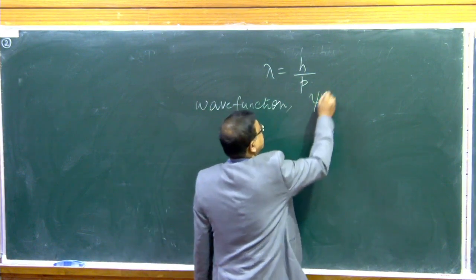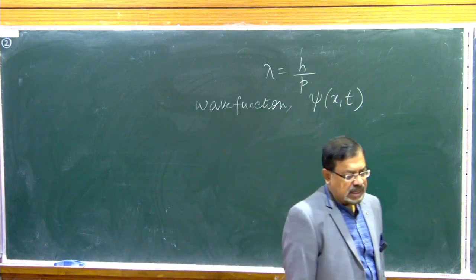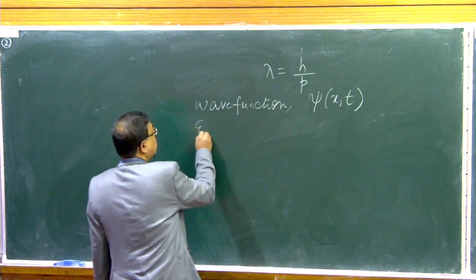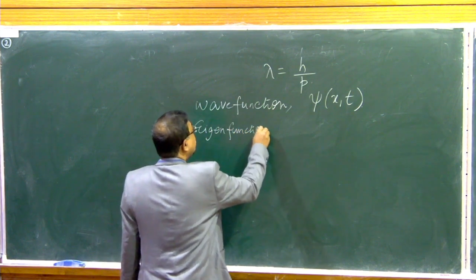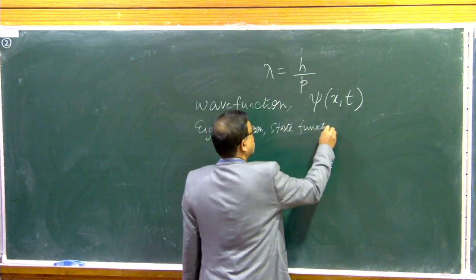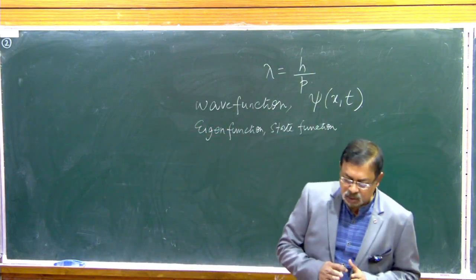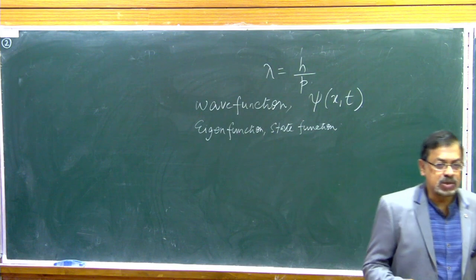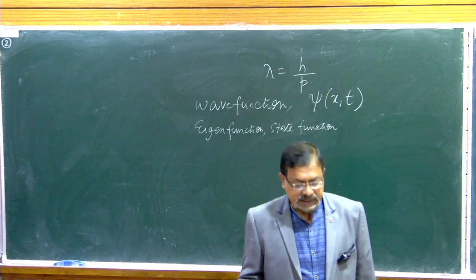It's in general a function of x and t, and we'll call this a wave function, or even at times we'll call this an eigenfunction. I'll tell you what this means, and we'll also call it a state function, or simply a state. Okay, and in going through this formalism, which is to establish the properties of the particle through its wave description, which is also called wave mechanics.